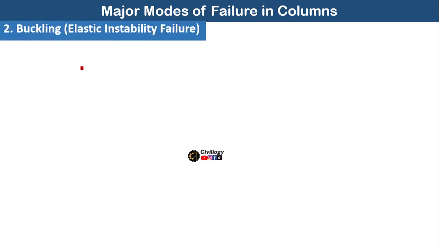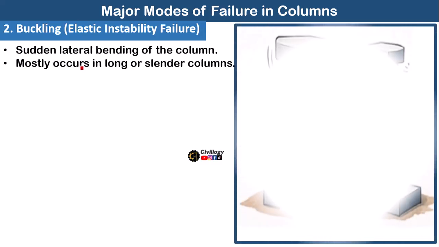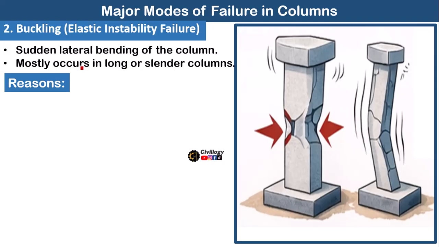The next one is buckling, also called elastic instability failure. It is sudden lateral bending of the column, mostly occurring in long or slender columns. What are the reasons? It is due to a high slenderness ratio. To understand the slenderness ratio, it is basically the ratio of the length or height of the column to the radius. In simple words, it is the ratio of length to width. If this ratio is high, the column is more prone to buckling.